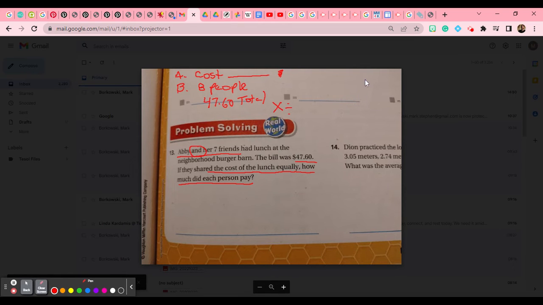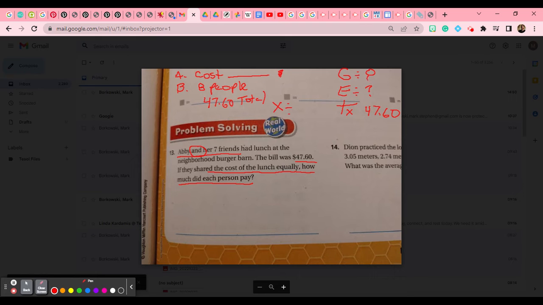Let's use our GET to see what we're going to be doing. I'm going to write G-E-T right here. Remember that if it's G or E, we're going to be dividing. If it's T we're looking for, we're going to be multiplying. Look at what we already have. We already know our total, $47.60. They also asked what the each was. How much did each person pay? When we see each like that, we know it's division. And we have a group of 8.